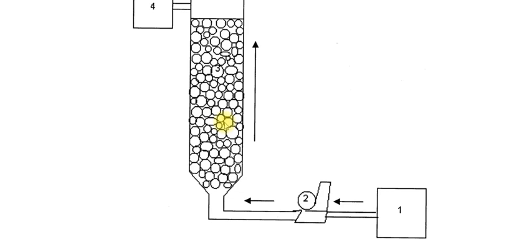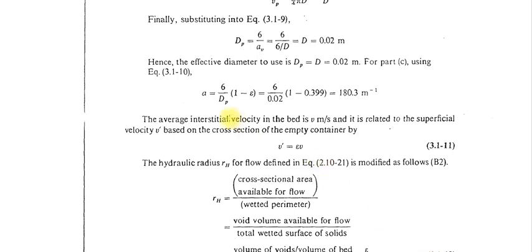Now we can assume a superficial velocity, which has the same volumetric flow rate, but the column is empty. That is calculated as V dash. V dash is the superficial velocity, equal to xi, the porosity or void fraction, multiplied by V. The next parameter is the hydraulic radius.